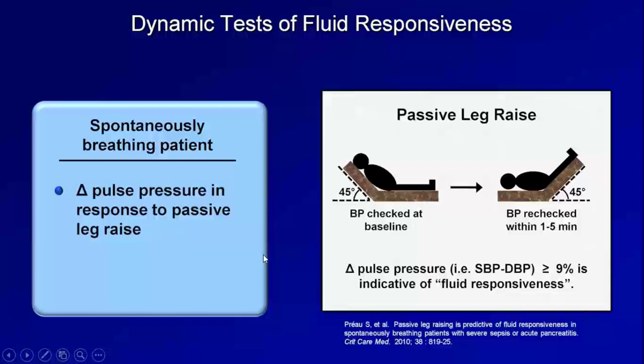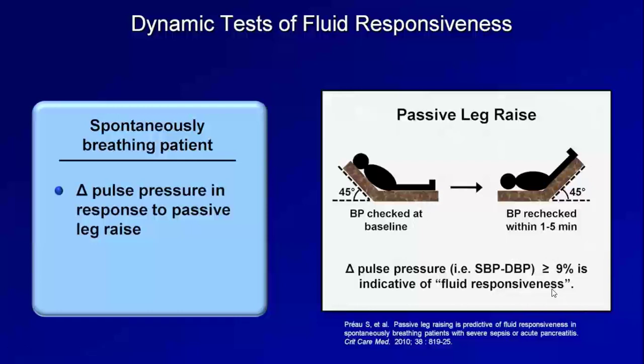How can we do this test? I'm putting the patient at 45 degrees and the blood pressure is checked at baseline, and then I give the patient the Trendelenburg position, also at 45 degrees, and the blood pressure is rechecked within 1 to 5 minutes. Delta pulse pressure means systolic minus diastolic blood pressure. If the delta pulse pressure increased by more than 90%, it is indicative of fluid responsiveness.